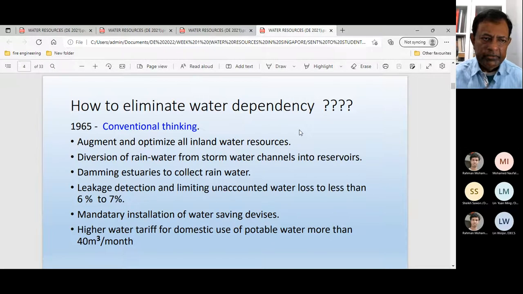So the PUB resorted to what we call conventional thinking. What is the conventional thinking? First is to optimize all inland water resources. Inland water resources means actually the reservoirs that we have within Singapore, natural reservoirs. That is to make them a little deeper and also to collect more water, which is what we call augmentation and optimization.